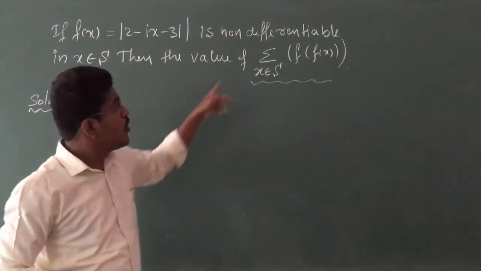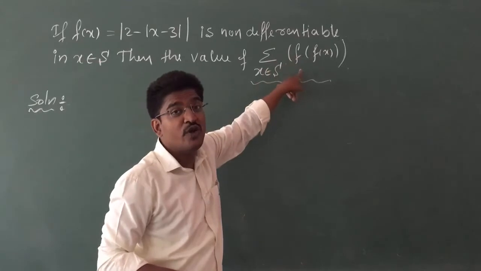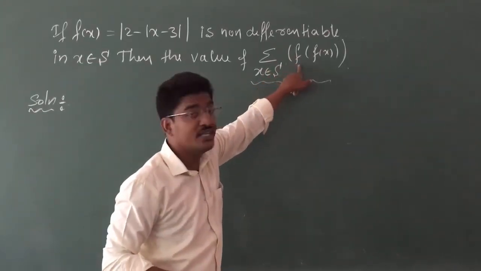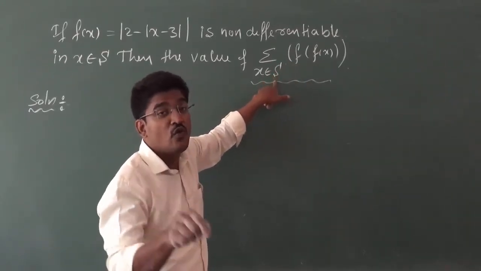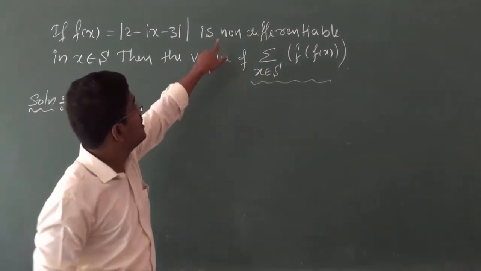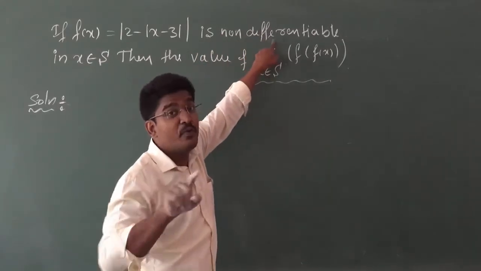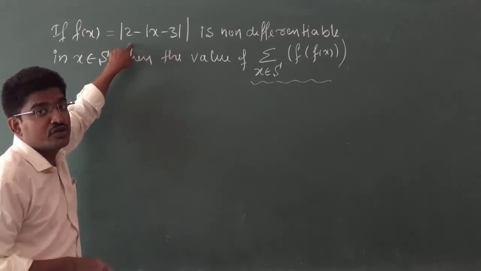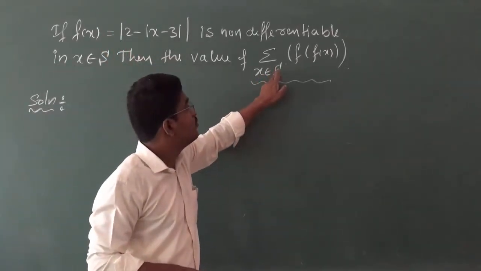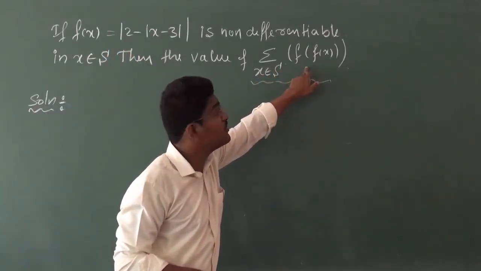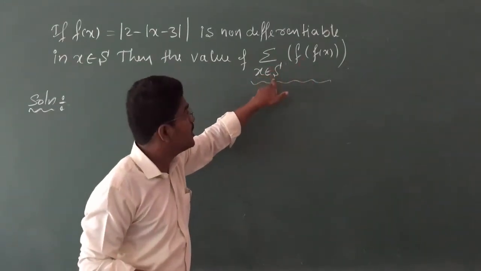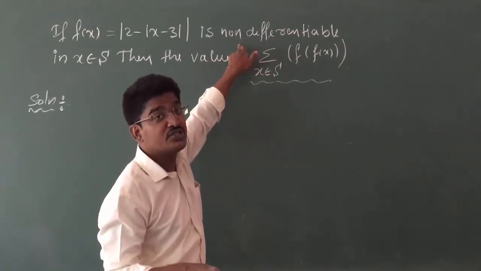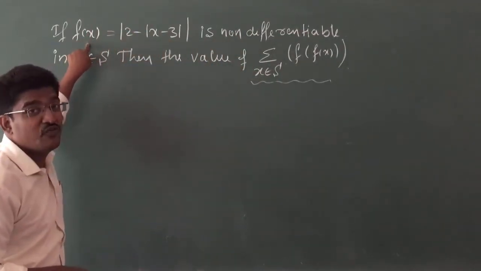Clear? So if you want to find this, you have to find the points of S. If you want to solve this, you have to find the points of S. What are those points of S? They are the non-differentiable points of this particular f of x. Have you understood the question? Please see again. You have to simplify this. If you want to simplify this, this has to be solved for the points of S. These points of S are what? The non-differentiable points of this particular function f of x.